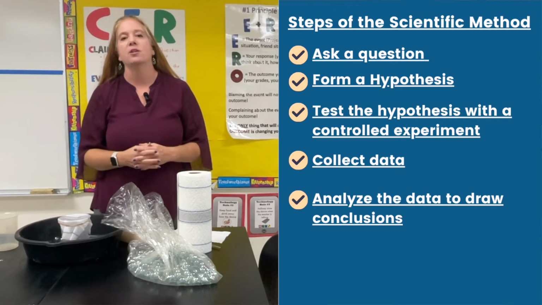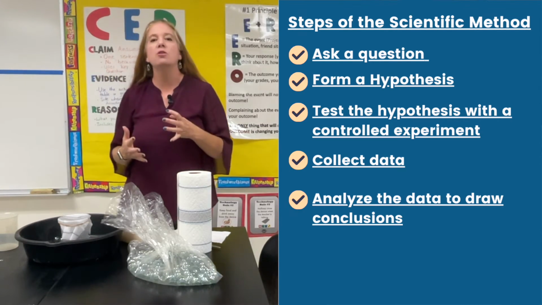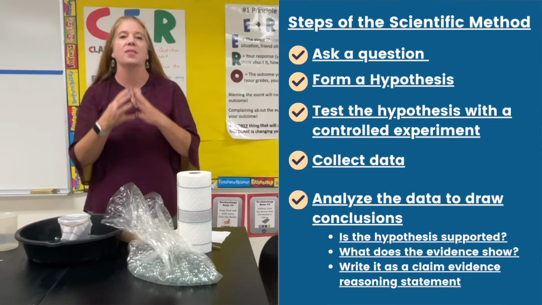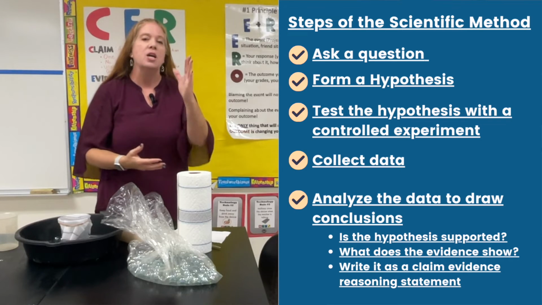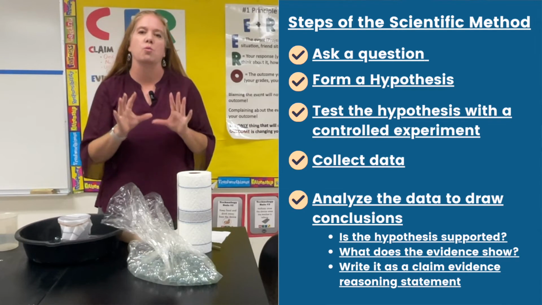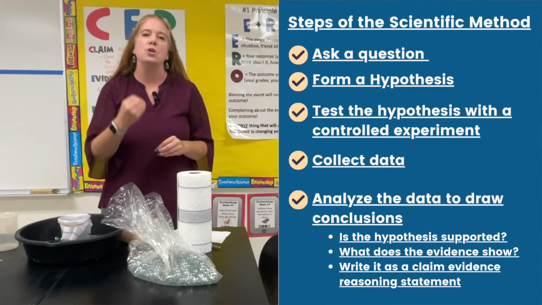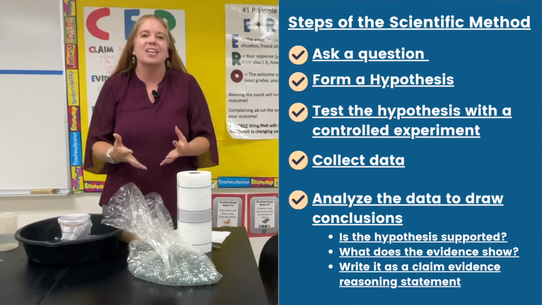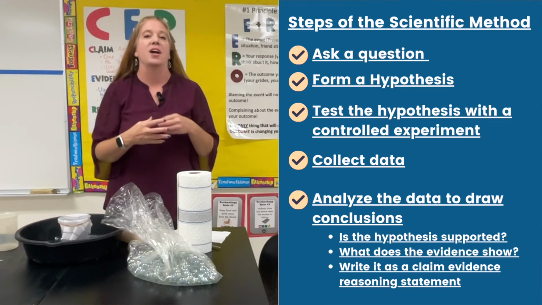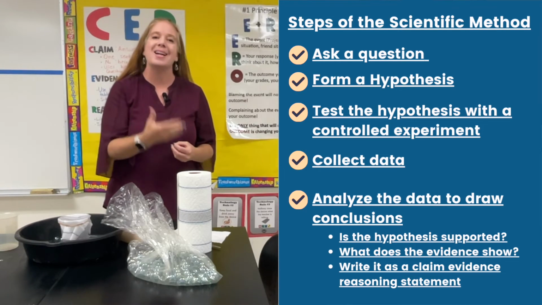From there, you then draw your conclusion. Now, your conclusion is going to state whether or not the evidence, your data, supported your hypothesis. You see, a hypothesis is never right or wrong because it's what you think was going to happen at the beginning. It's your educated guess. And a guess cannot be right or wrong. It can either be supported or not supported.